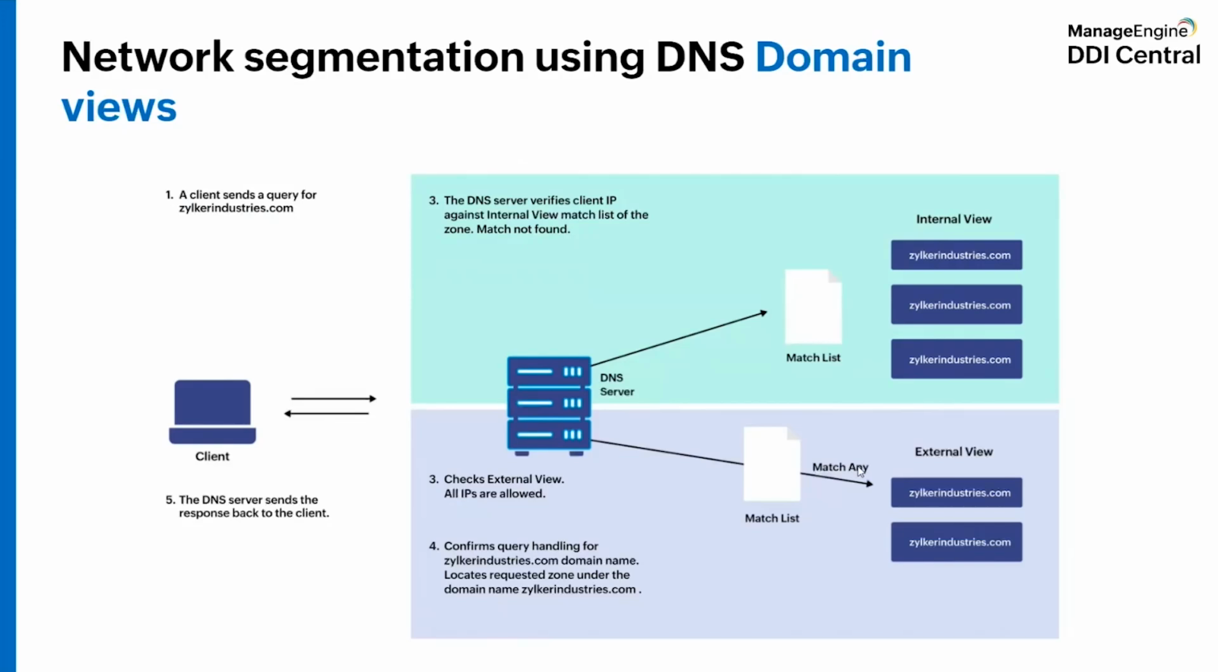It locates the requested zone under the domain name zilkerindustries.com and directs the client to the appropriate resource. The IP address returned by the external view is different from the internal one, ensuring that only public, non-sensitive information is accessed. Finally, the DNS server sends the appropriate response back to the client. The client then proceeds to access the resource.